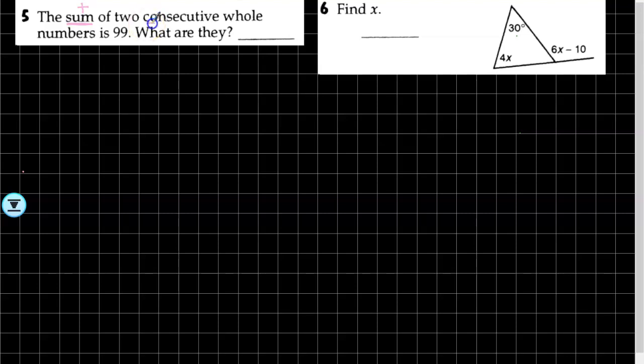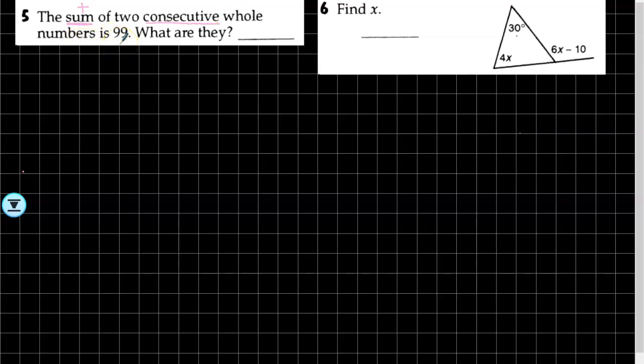Now we're going, well, what does consecutive mean? So we asked around the class and somebody said it's one after the other. Okay, so consecutive numbers, 10, 11. If you've got 3 consecutive numbers, 20, 21, 22, right? So one after the other.